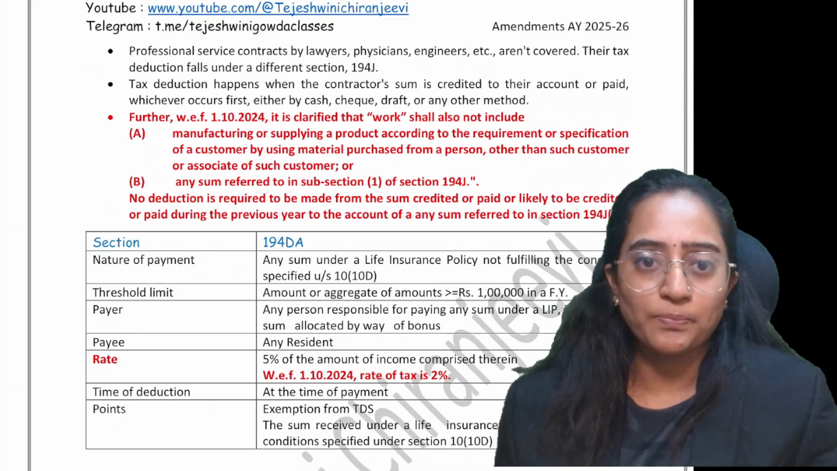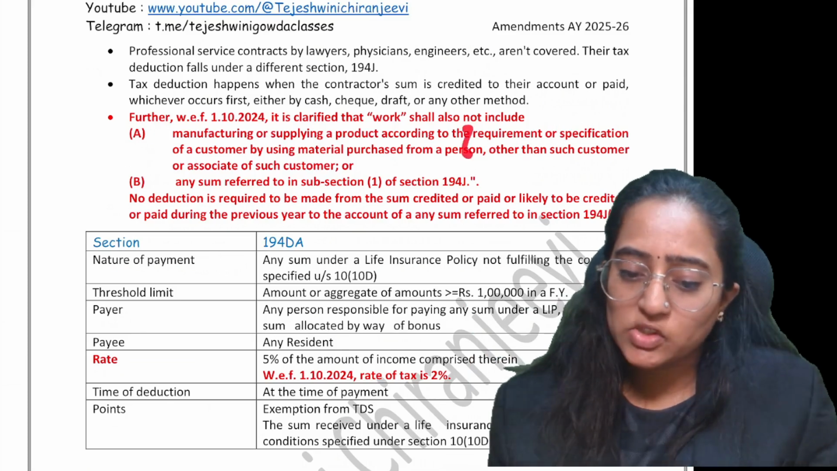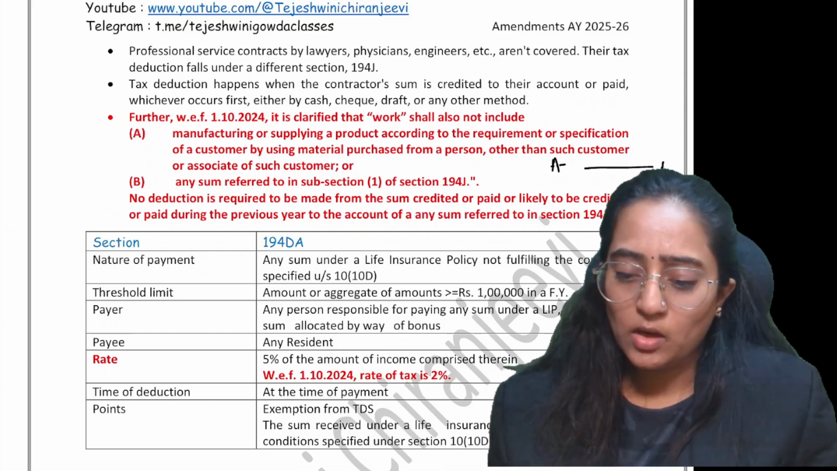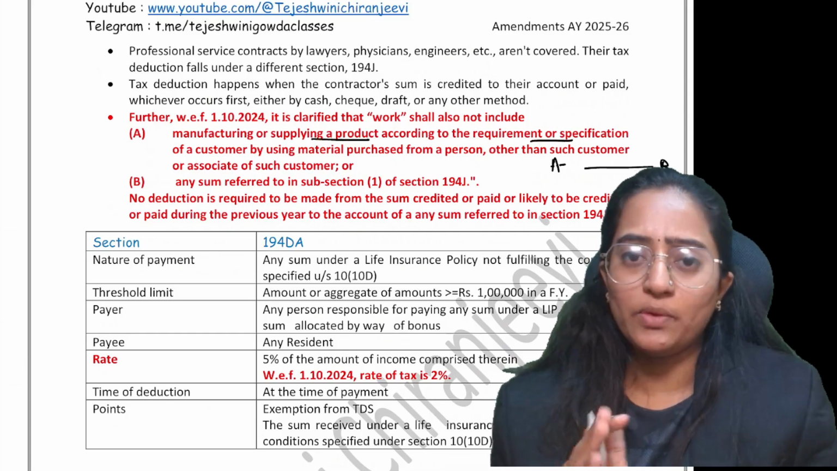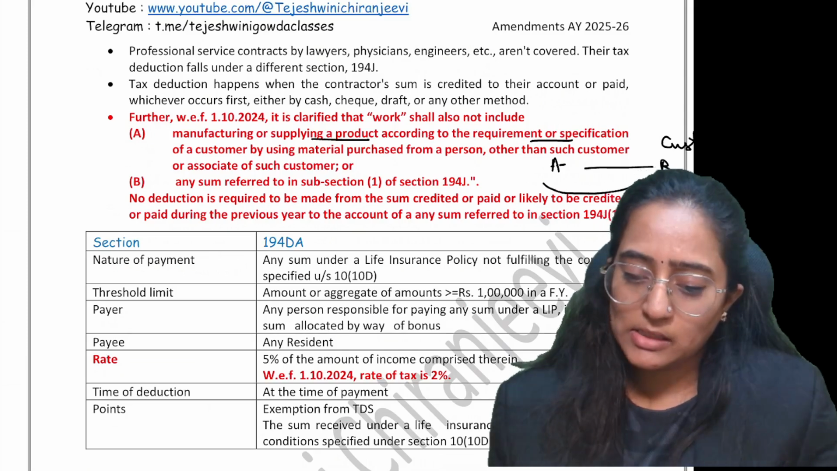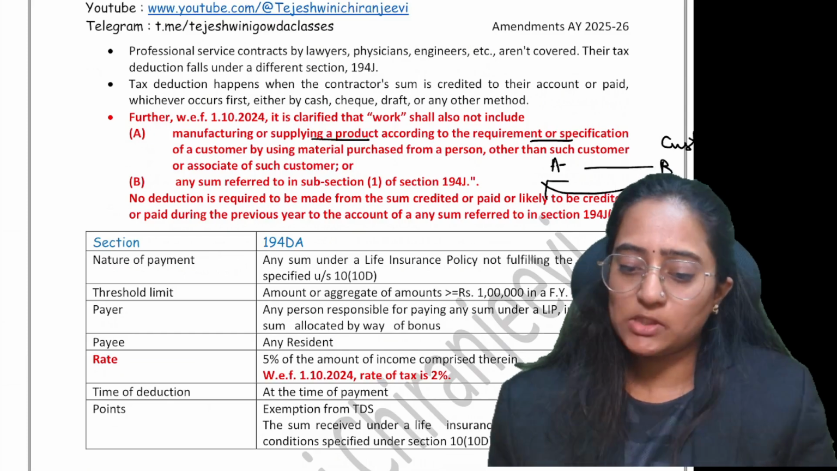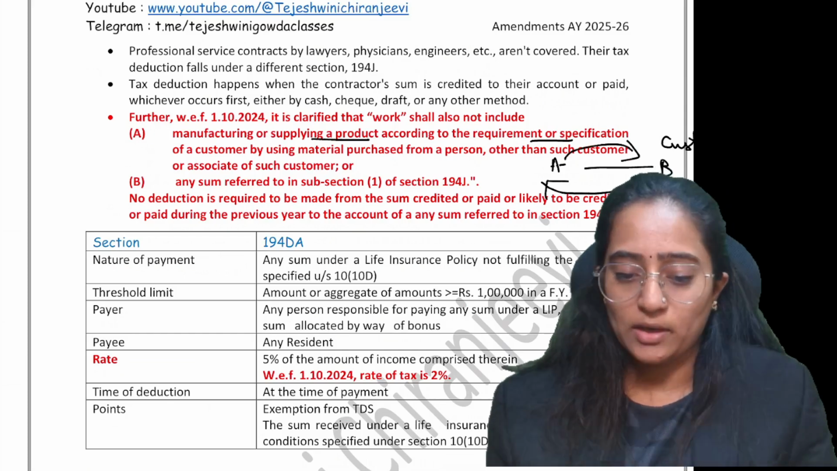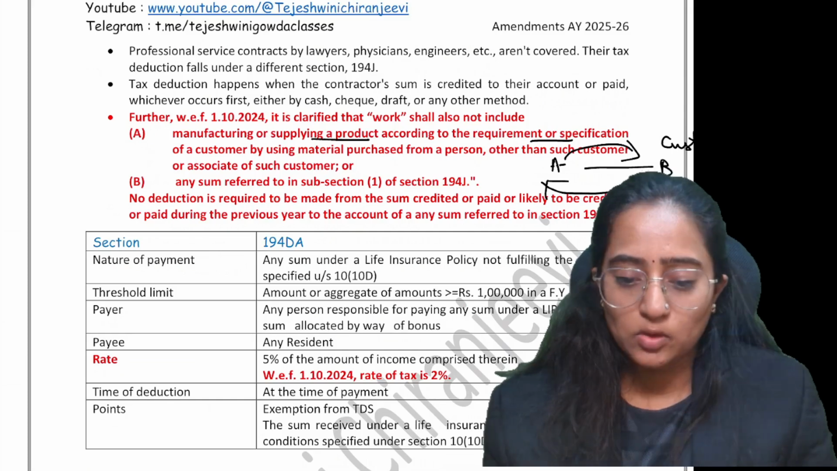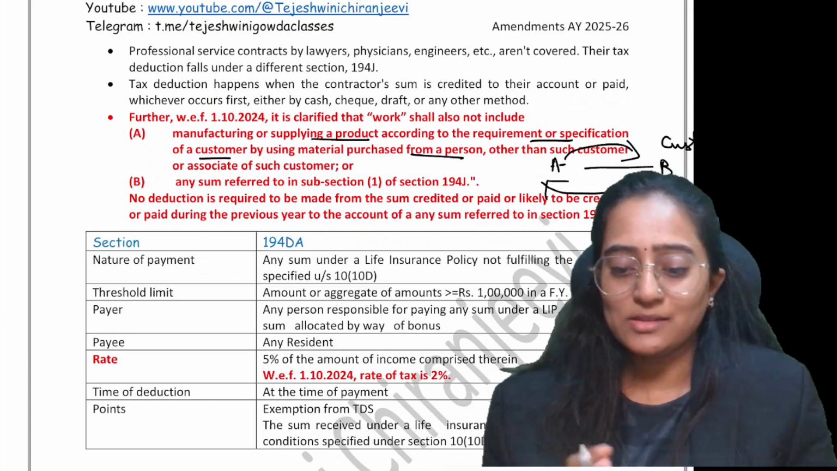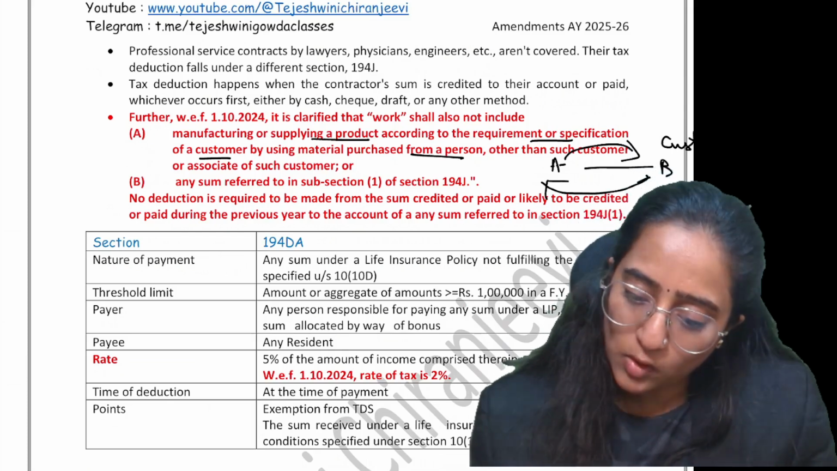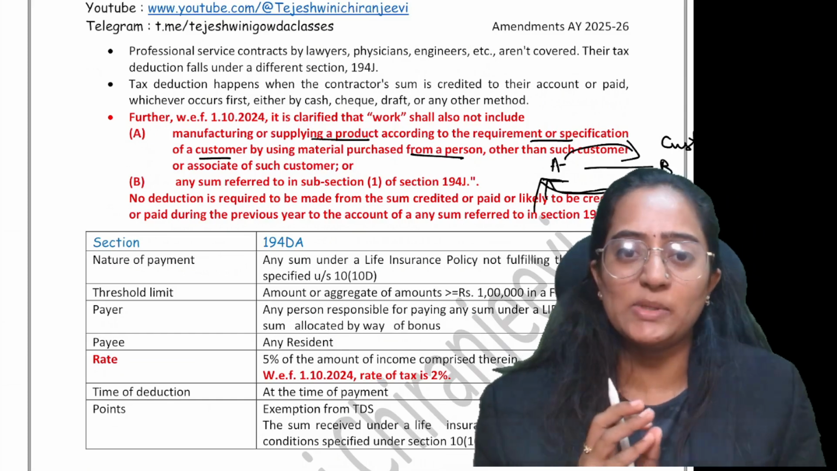Done? Now, if there is any manufacturing or supplying of a product, see basically A and B. Okay. There is some manufacturing and supplying of a product where this fellow is the customer. The customer is giving a specification, and based on that specification, A should be supplying a product. Wherein B is only purchasing certain goods, using the material purchased from the person, and giving certain specific goods to A.